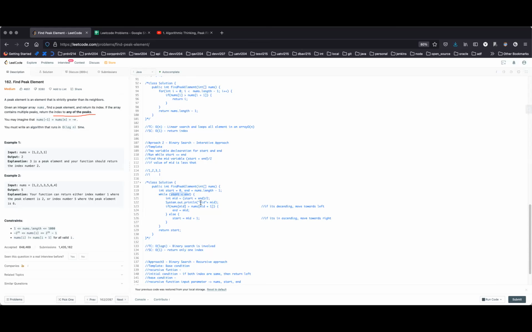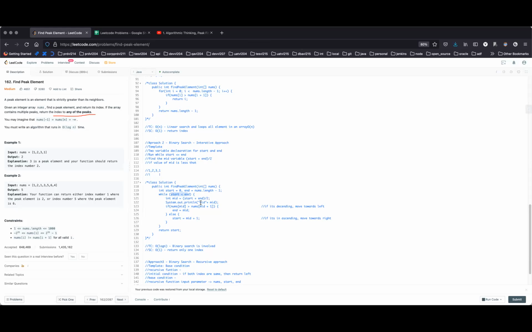So Deva, this looks great. I just have a question. I'm not expecting the answer from you, but in general. This looks correct if we assume the array is sorted, right? Like you said, if it's decreasing, move towards the left. That's what we assume.